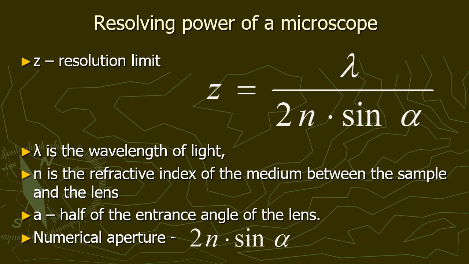And this is the refractive index of the medium between the sample and the lens. And multiply by the sine of alpha. Alpha is half of the aperture angle of the lens. In general, the aperture angle of the lens is the angle formed by the extreme rays of the light cone entering the lens.